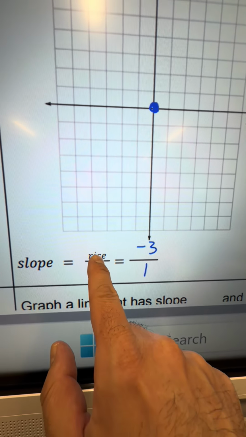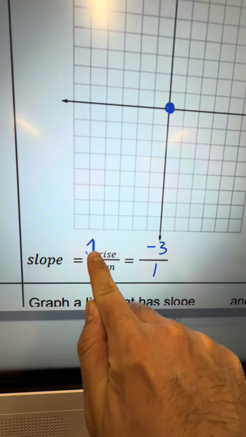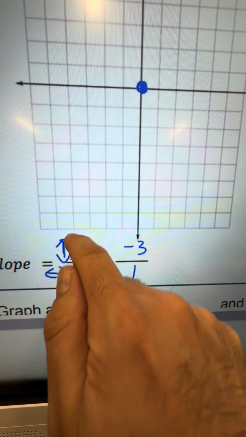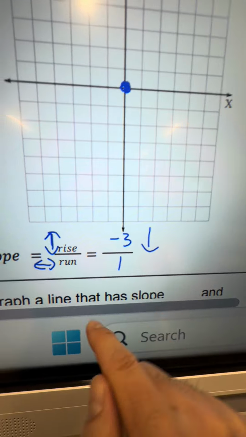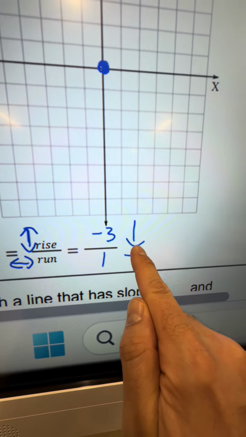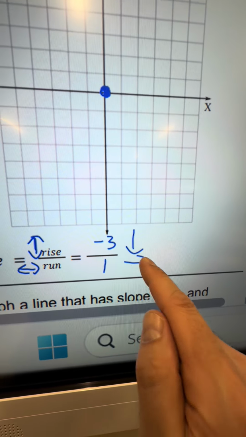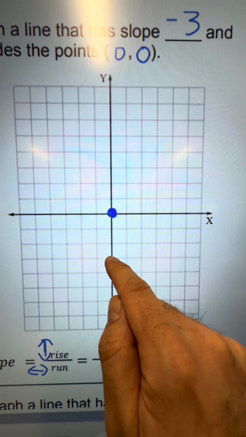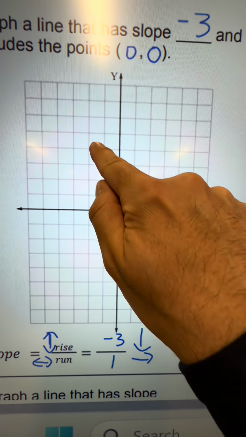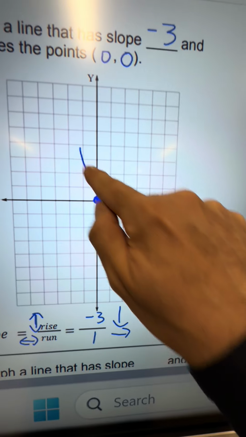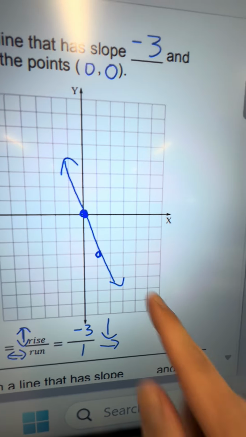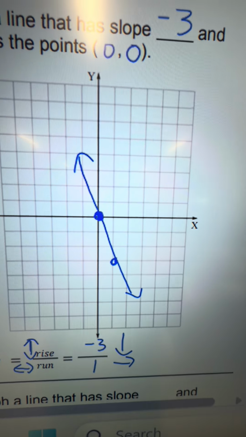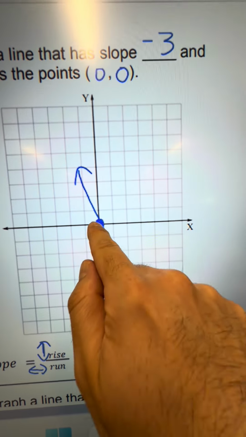And then next, remember, the rise is either going to be up or down. The run is always going to be left to right. So a -3 means I'm going to go down 3. The run is +1, which means I'm going to go to the right 1. So down 3, right 1, starting at this point. So down 1, 2, 3, and then right 1. And then draw your line through both points. And as a recommendation, check that you did the correct slope. So down 1, 2, 3, right 1. It looks good, and it's passing through that point 0, 0.